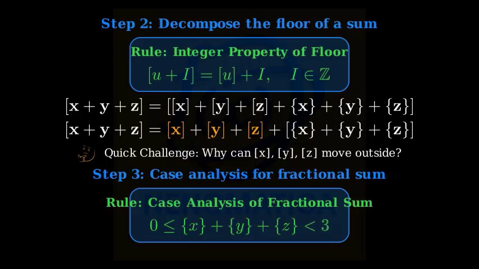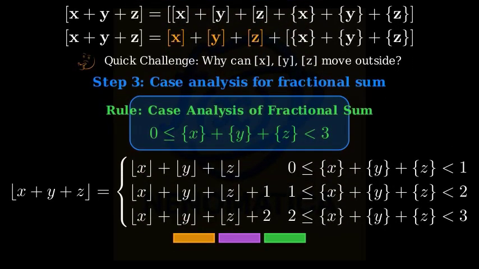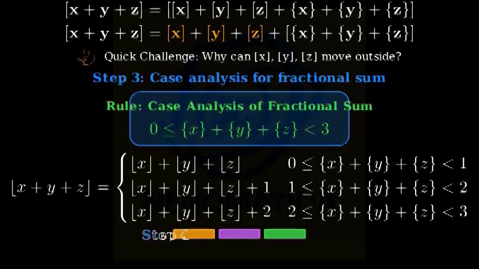Step 3. Now, we consider the possible sizes of the sum of fractional parts. Because each fractional part is between 0 and 1, their sum lies between 0 and 3. Depending on whether the sum is below 1, between 1 and 2, or between 2 and 3, the floor adds 0, 1, or 2.